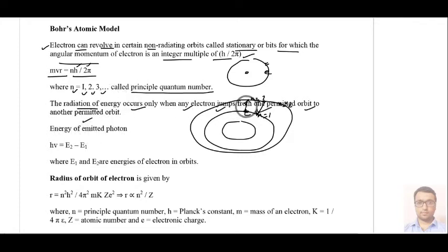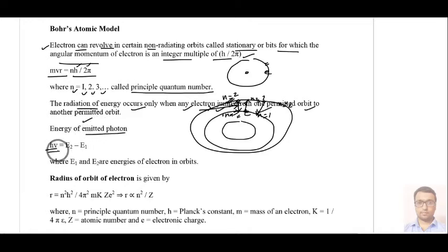So whenever transition or jumping of an electron occurs from one energy level to another energy level, energy is either absorbed or emitted. If the electron moves from a lower energy level, that is n equal to 1, to a higher energy level, it will require some energy. But if it jumps from n equal to 2 to n equal to 1, that means from a higher energy level to a lower energy level, it will emit a photon, or energy.